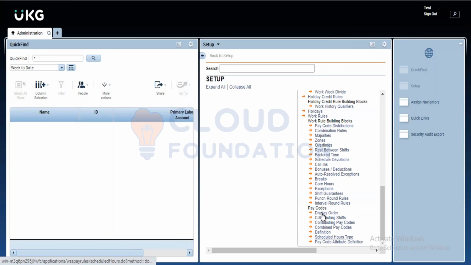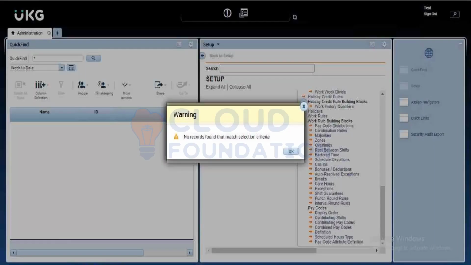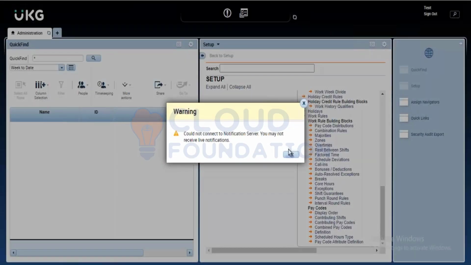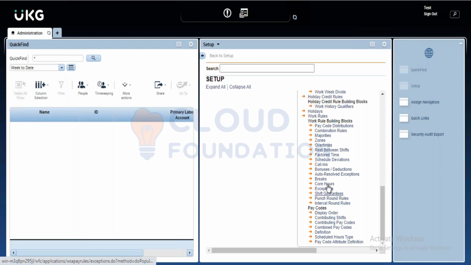Okay, so yesterday we saw how pay codes are set up in the system. So today we will start with work rule building blocks. The first ones are interval round rules and punch round rules. I'll explain the basic concept of rounding, and we'll practice with some questions on rounding, and once we achieve that, we'll move to the next steps.